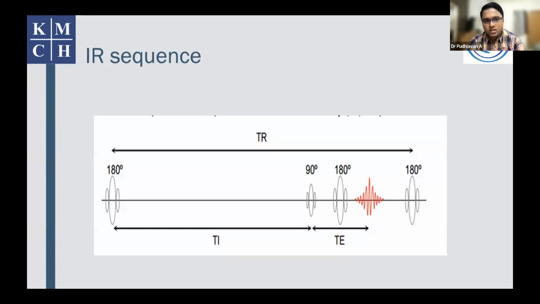Coming to another important sequence, that is the inversion recovery sequence, or the IR sequence. So the IR sequence is basically a spin echo sequence. But what we do here is that we introduce a separate 180-degree pulse before the 90-degree RF pulse that is given in a routine spin echo sequence. And why is this 180-degree pulse given? This 180-degree pulse is given to modify the image contrast.